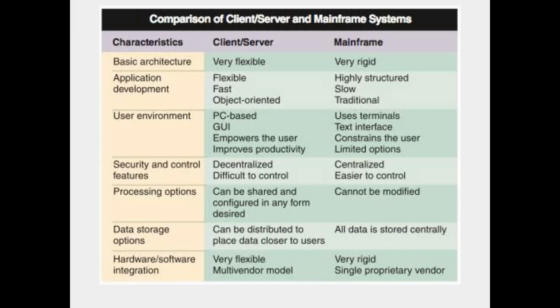So there was no user friendliness, and limited options were there for the user to interact with the system. On security and control features, client-server is usually decentralized and difficult to control because of that. But the mainframe is always centralized, and it's easy to control because of this centralized manner of accessing the server. Processing options in client-server can be shared and configured in any form desired. Sharing is easy, but in mainframes it was not like that. They cannot be modified.